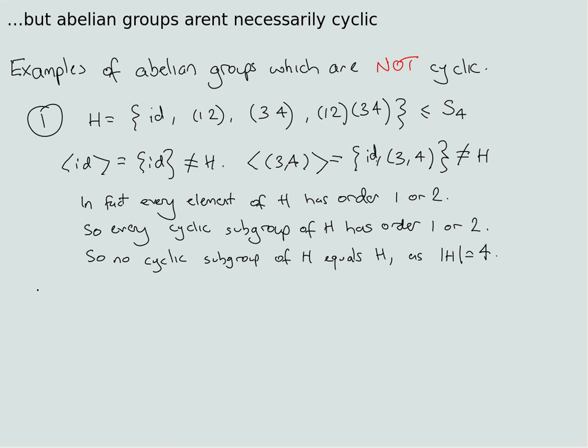Okay, there's our example then of an abelian group H, and you have to check that it's abelian. It's not obvious. You need to compute those products in each order, but you can check that H is abelian, and we've now shown that it's not cyclic.